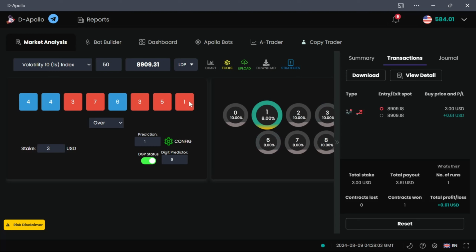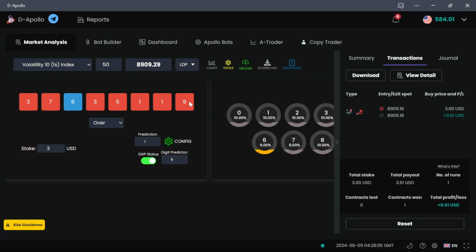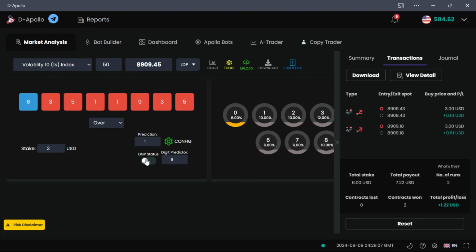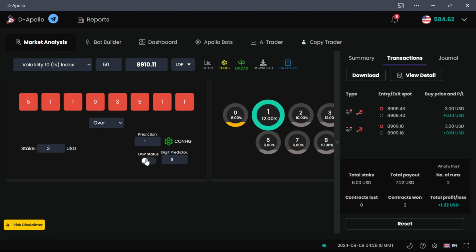So let's wait and see for 9 to occur. We're waiting for 9 to occur. 9, you see? Okay, 9 occurred, we traded over 1. So that is what digit predictor means.